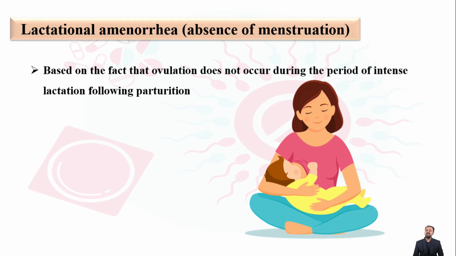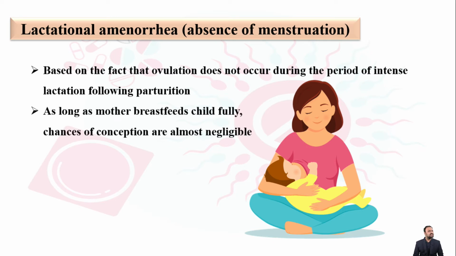Students, basically not just ovulation but the entire menstrual cycle comes to a stop during this particular period of intense lactation. Basically students, it is seen that as long as the mother is breastfeeding the child fully and regularly, the chances of conception are almost negligible. This has some hormonal reasons behind.